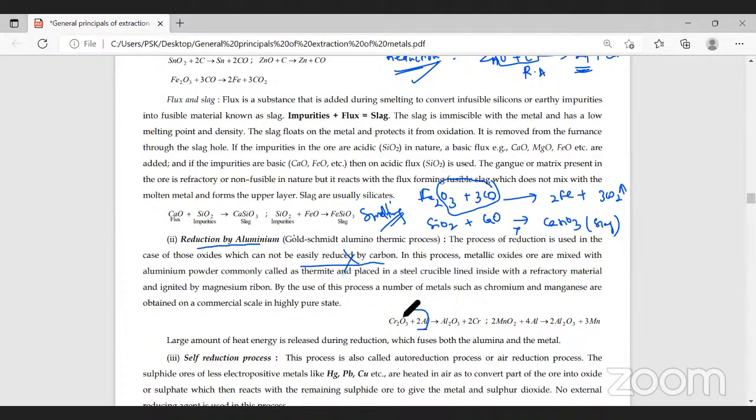Aluminum has more affinity towards oxygen. You will get Al2O3 and you get chromium metal. Similarly, manganese we want. We cannot use carbon; if we use carbon, you get manganese carbide. So we use aluminum. Aluminum and oxygen get eliminated as Al2O3 and you get manganese. The reaction is not balanced here, don't worry. Whenever we use aluminum as a reducing agent, we call that process the Goldschmidt aluminothermite process. It's otherwise called reduction by aluminum.